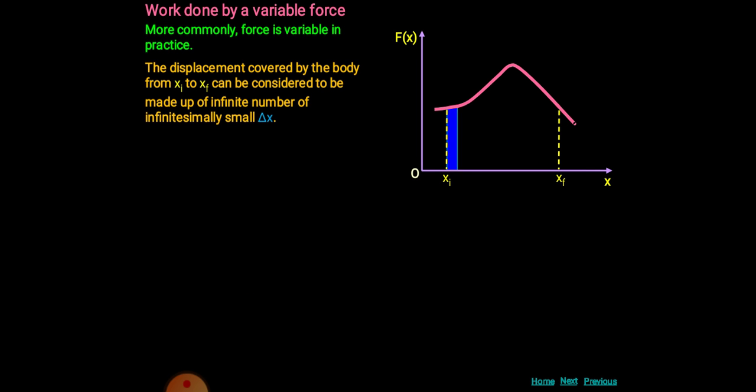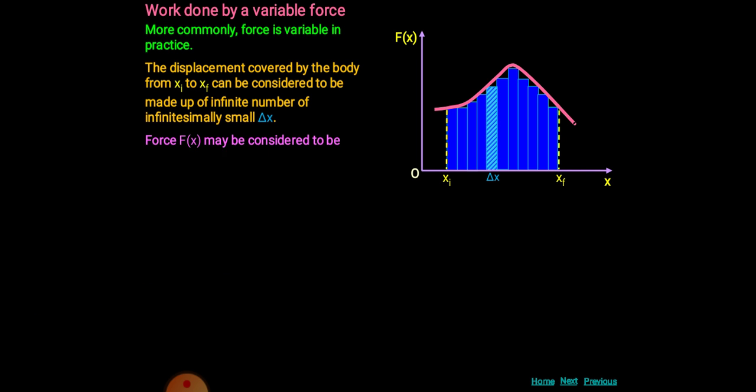So here we are considering the initial position xi and the final position xf. It is made up of a number of strips, and out of that we are considering one strip of width delta x. You will observe here the delta x. So f of x may be considered to be constant over this delta x. So we can write the formula for delta W: the work done, delta W, is equal to f of x into delta x.